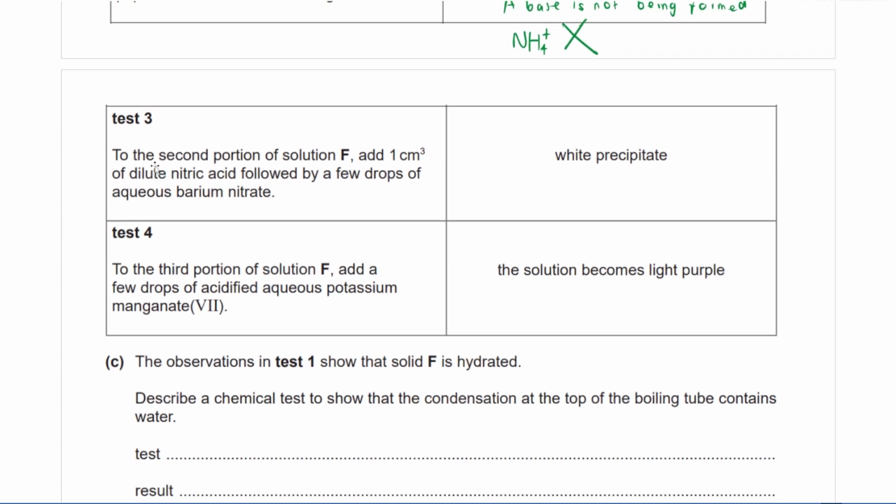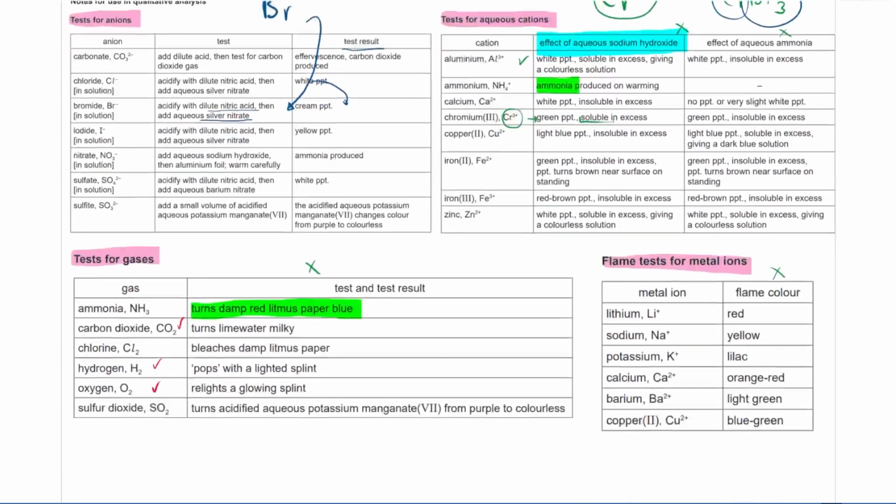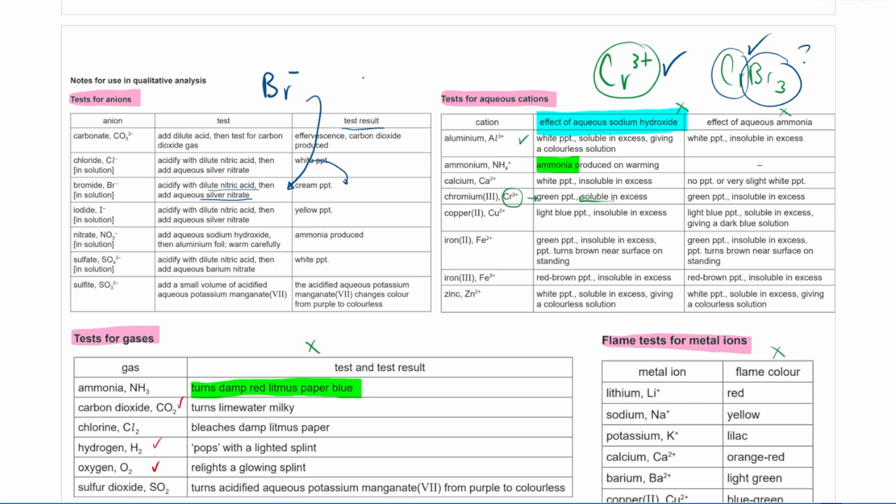Move to test 3. To the second portion of solution F, remember we had 3 portions, now we have the second portion. We add 1 cubic centimeter of dilute nitric acid followed by a few drops of aqueous barium nitrate. So we know now our solid F has a cation and an anion. We couldn't identify the cation, so let's try to identify the anion.